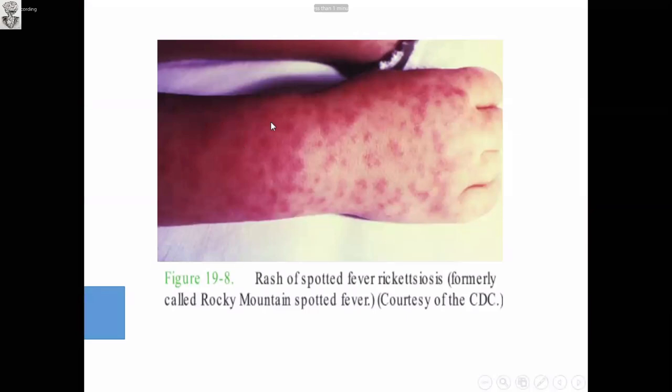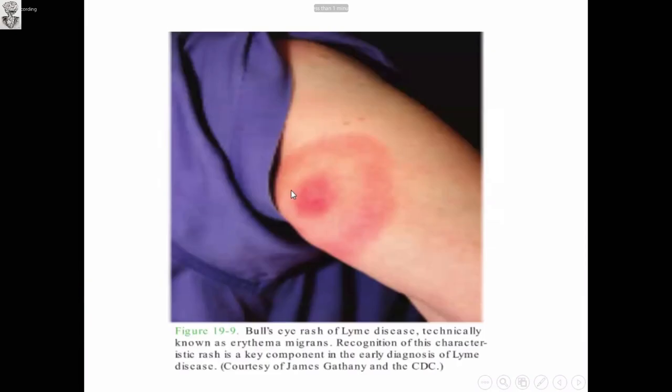These are the rashes of Rocky Mountain spotted fever, caused by Rickettsia. This is the bull's eye rash in Lyme disease, which is called erythema migrans.